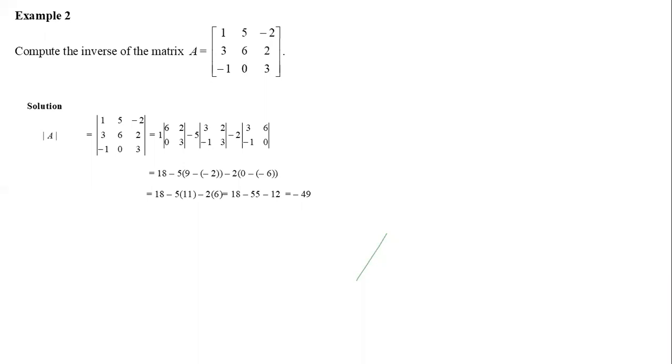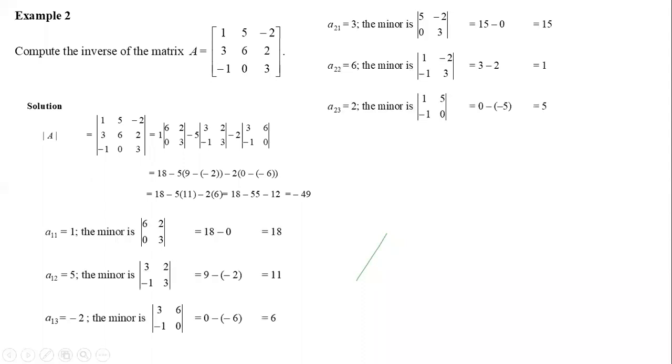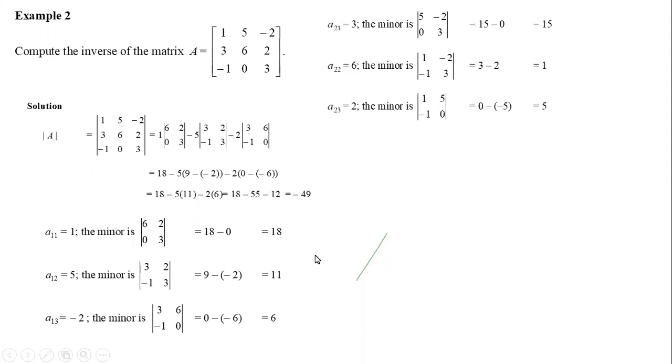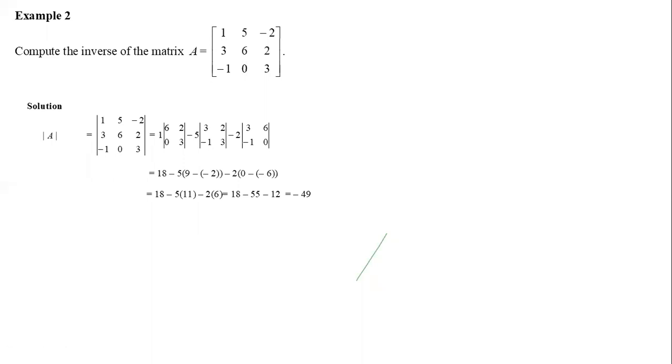Now, the next person, what is the minor of 5? The next person that I gave minor of 5. Who did I give the second one? 11. What's the minor of 5? 11, thank you. Minor of 5 is 11. What is the minor of -2?